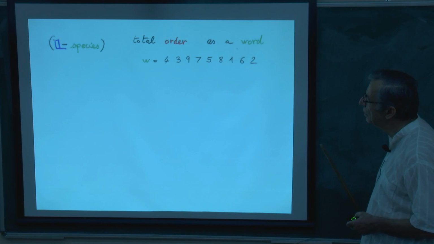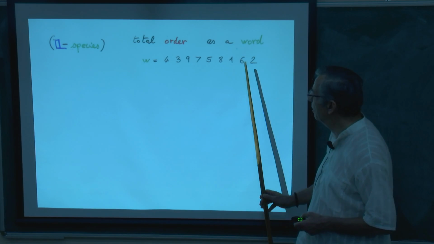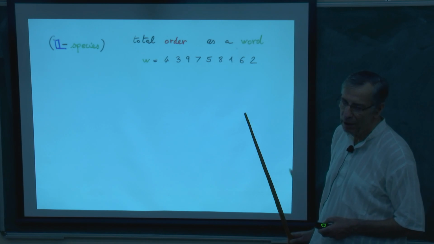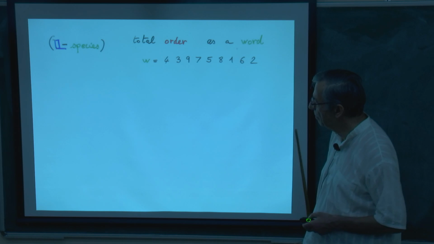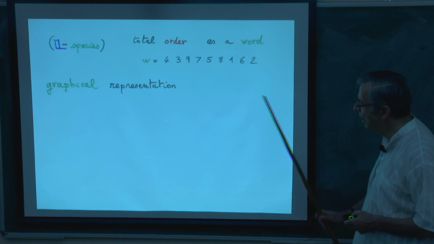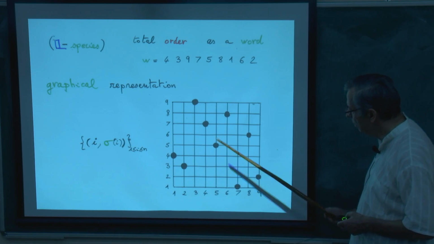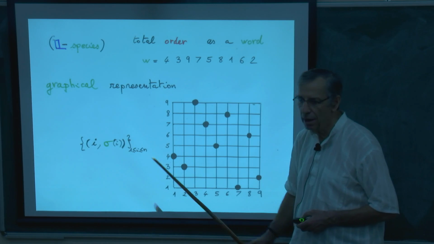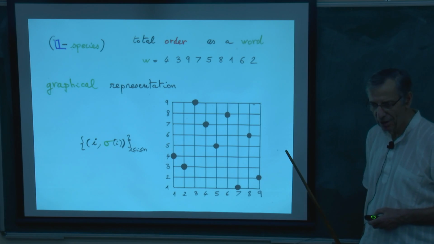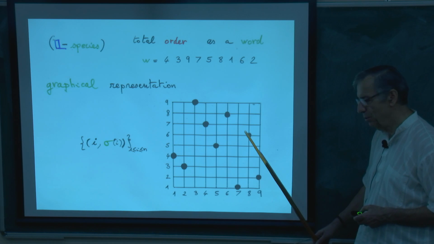Now you can see permutation as an L species, which is going to be a total order on the elements, or a word. I can see permutation as a word in the letters 1 to n. All letters appear once and only once. And I will also use, especially for the Robinson-Schensted-Knuth correspondence, a graphical representation like this on a grid. You put the point i, sigma of i, which means that you have an n by n grid, and there is one point and only one in each row and in each column. So this is another way to see permutation.